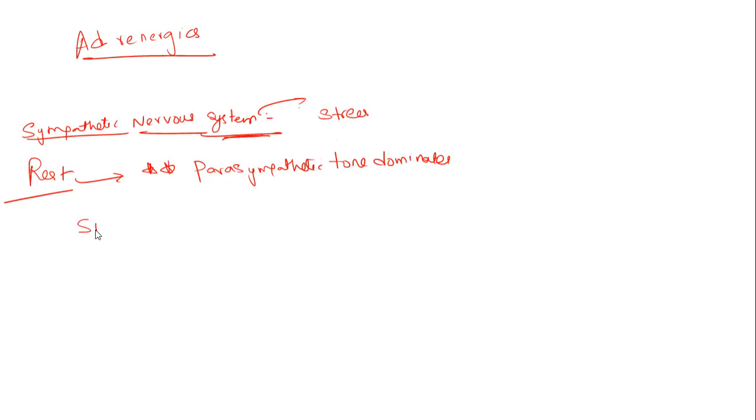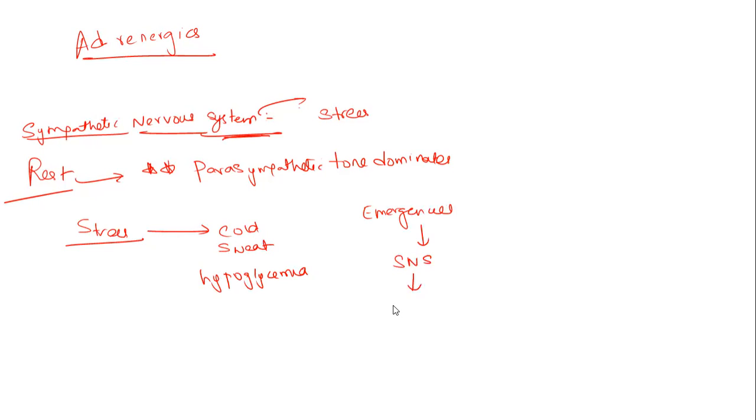So what happens during stress to our body? Our body adjusts its function in response to stress. Okay, you can feel that your hands are cold, you can see some sweat. You will have hypoglycemia. So these are all other symptoms. Okay. And during emergencies, whenever there are emergencies, SNS is activated, sympathetic nervous system is activated, and it gives fight or flight response.